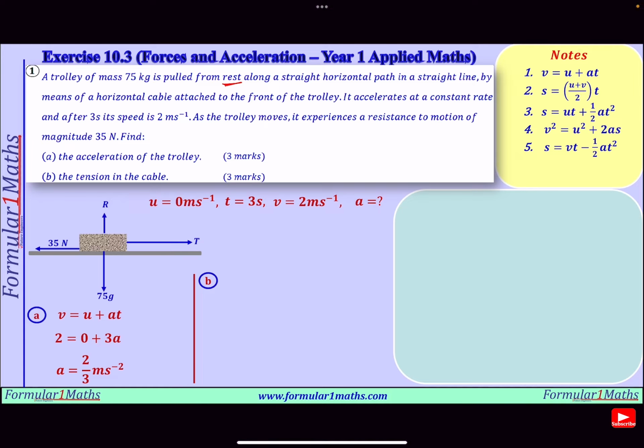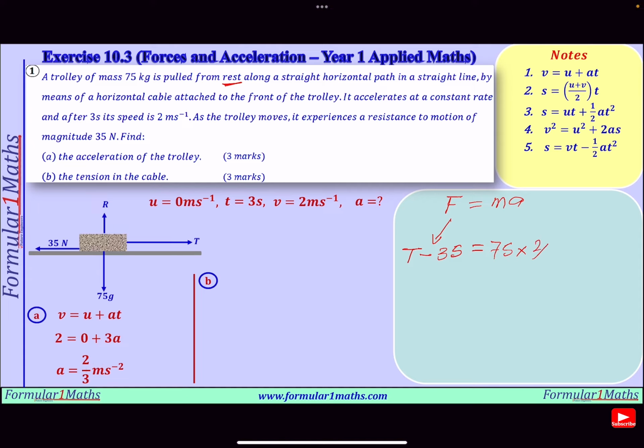For B, we're going to use Newton's second law of motion, which states that F equals ma, where F is the resultant force. And the resultant force in this case is the tension minus the resistance force. So F is T minus 35. And that will be equal to the mass, which is 75 kilograms, times the acceleration, which we found to be 2 over 3.